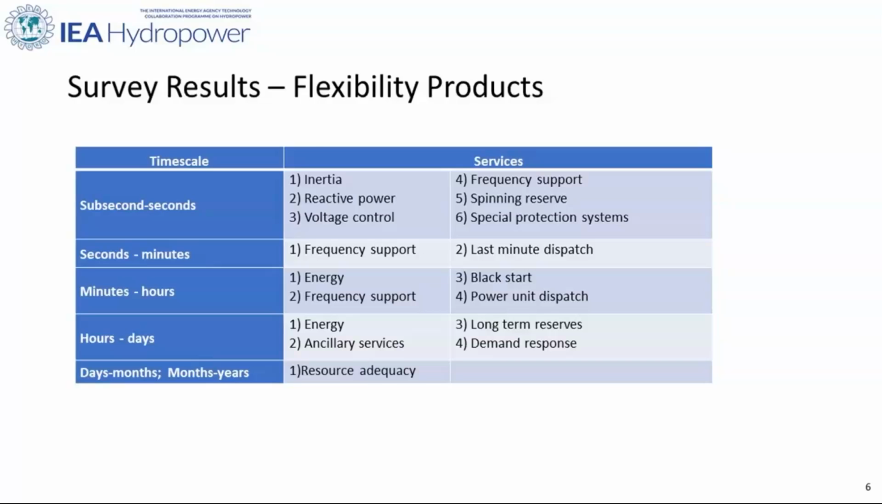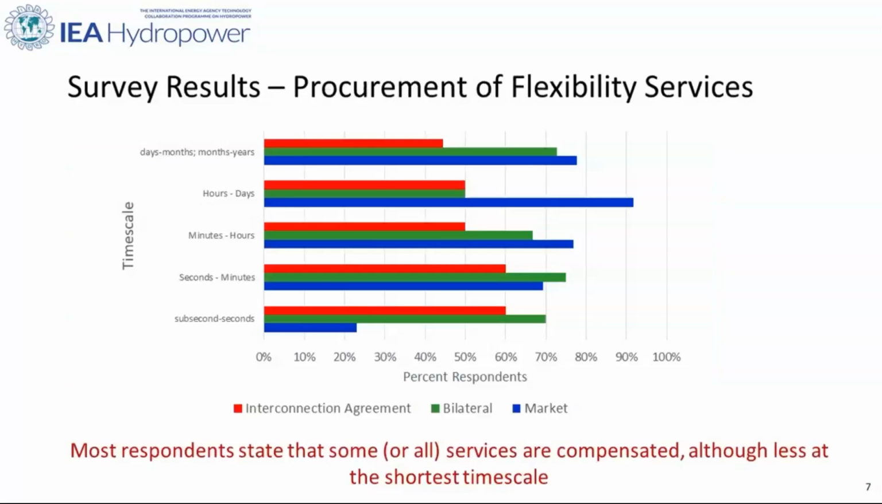And we asked about procurement mechanisms. We categorized those into interconnection agreements, bilateral contracts, and market-based solutions. And if you look at the latter one, you can see here that market-based procurement is used definitely quite frequently, with the exceptions of the very short time scales, where only about 20-25% of the respondents said that they use this mechanism to procure flexibility services.